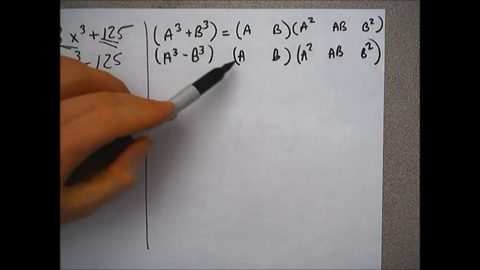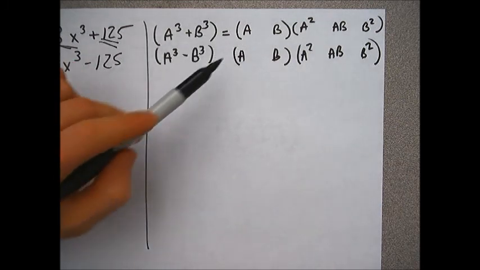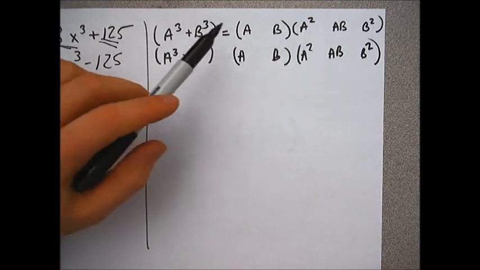So it's the same exact thing. How do I go from a to the third to a? You take the cube root. How do I go from b to the third to b? You take the cube root.